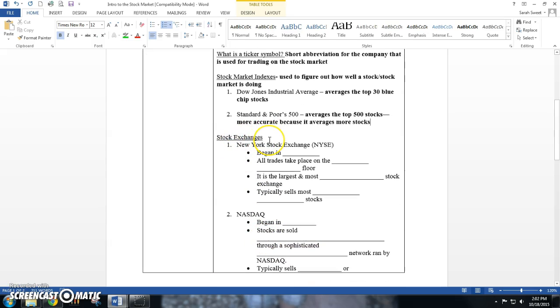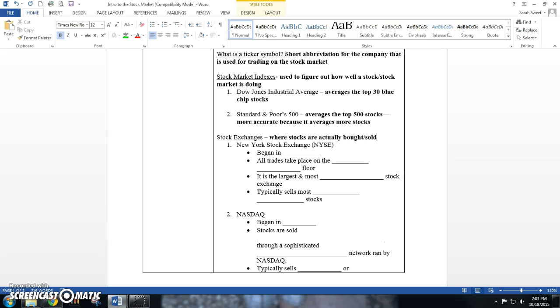Now we're going to talk about the stock exchanges, and let's write a little note up here at the top to remind ourselves that this is where stocks are actually bought and sold. Now, you and I can't just walk into these stock exchanges and buy stock. Can't be like, hey, yo, I want to buy some Ford stock or whatever. You have to work with a broker, which we're going to talk about later on in these notes.